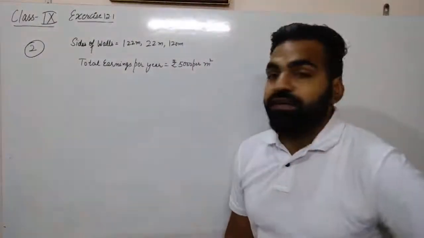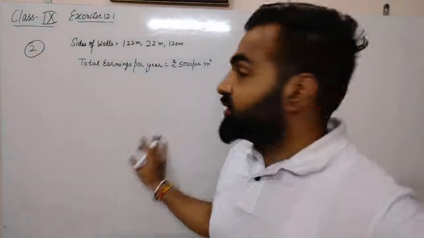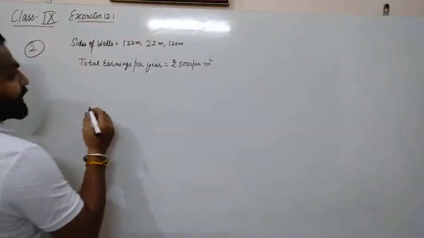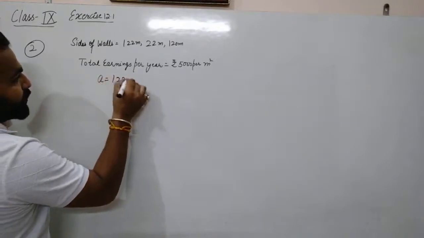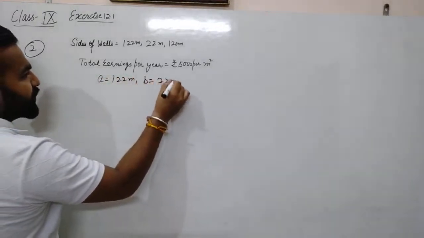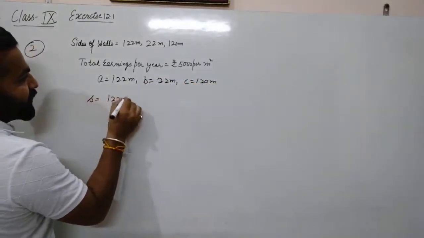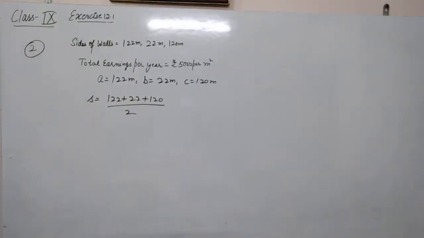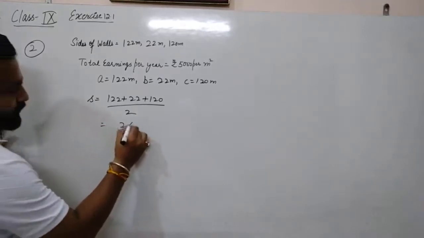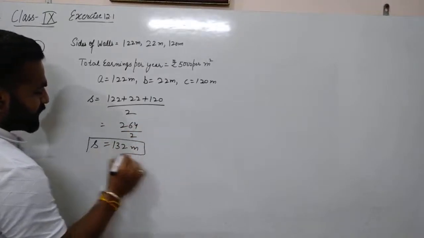Clear everyone? So first of all we have to find the area of that advertisement board, which is in the form of a triangle. So let us find the area first. To find the area, we will suppose that A is 122 meter, B is 22 meter, C is 120 meter. Calculate S: 122 plus 22 plus 120 by 2. So this will be equal to 264 by 2, that is 132 meters. So this is our semi-perimeter.